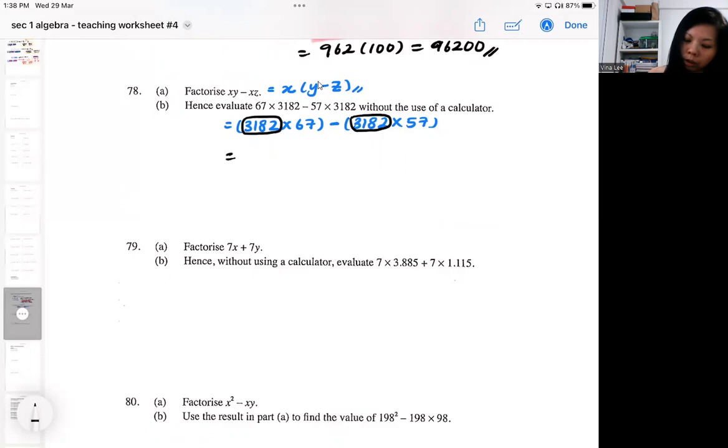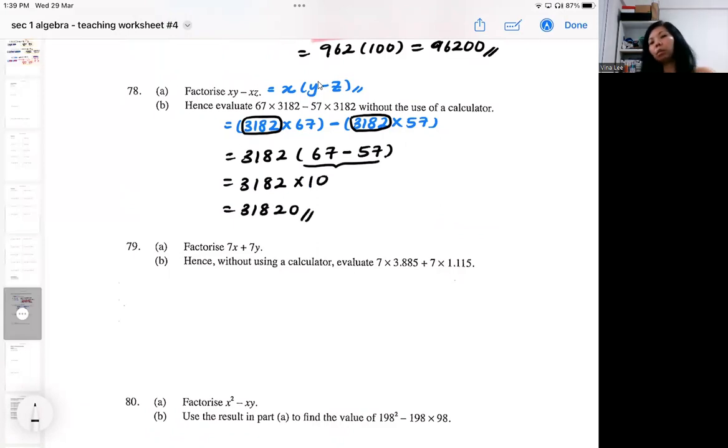So I'm going to show the taking out of the common factor. You get 67 minus 57. Once you take out the common factor, this is a very nice number, so you actually can evaluate without using calculator, mentally. You must show the take out common factor because of the hence. In part A, the main thing is X is the common factor. I need to apply the same method to part B, and that's called hence. And I must be able to see a common factor in part B as well.